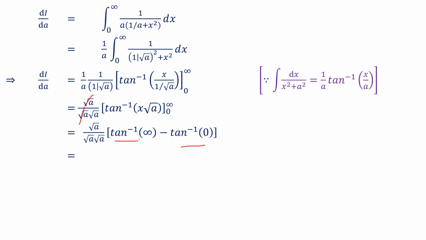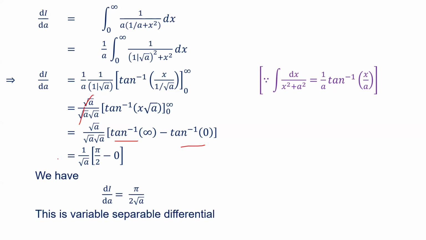But we know that what is tan inverse of infinity? It is pi by 2, minus tan inverse of 0, which is 0. So we have dI by dA, which is equal to pi upon 2 root a.